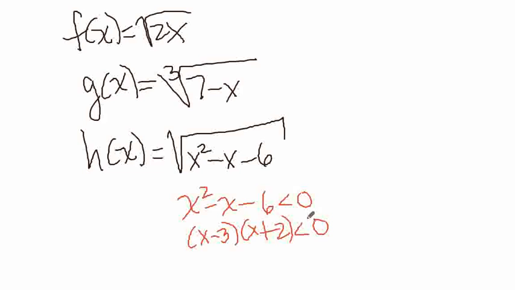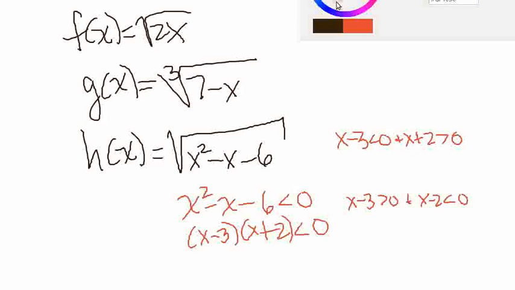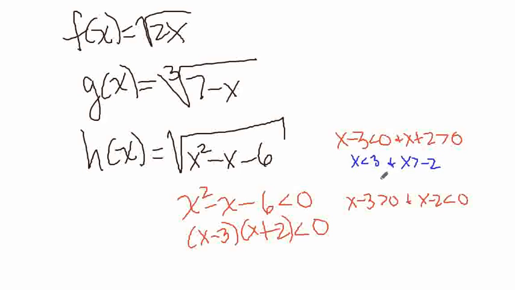Then we know that we've got two situations. The factors have to have different signs, first of all. So that means you have a negative positive situation, or the other situation, a positive negative. We solve each of those cases. This one is x is less than 3 and x is greater than minus 2. So you bring it all together: minus 2 is less than x is less than 3.